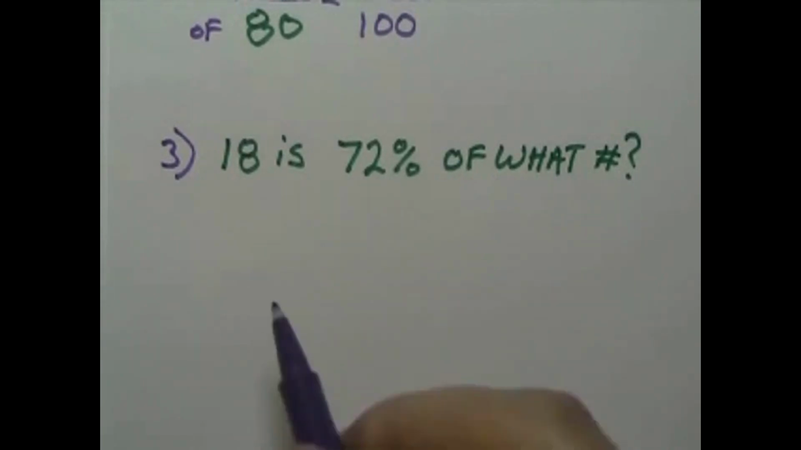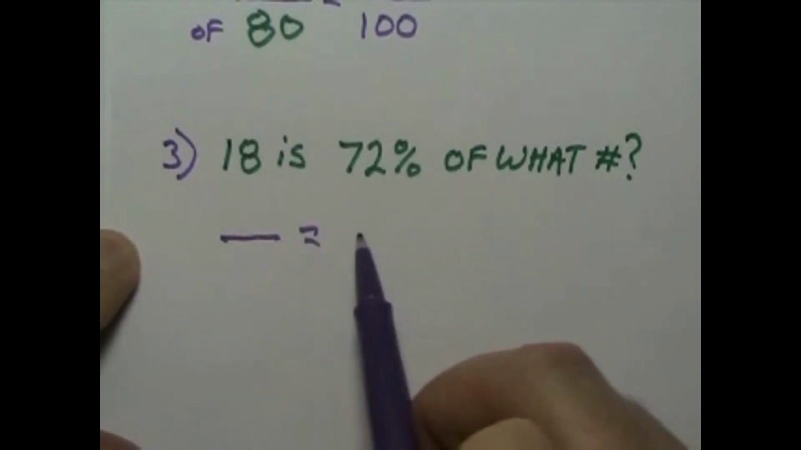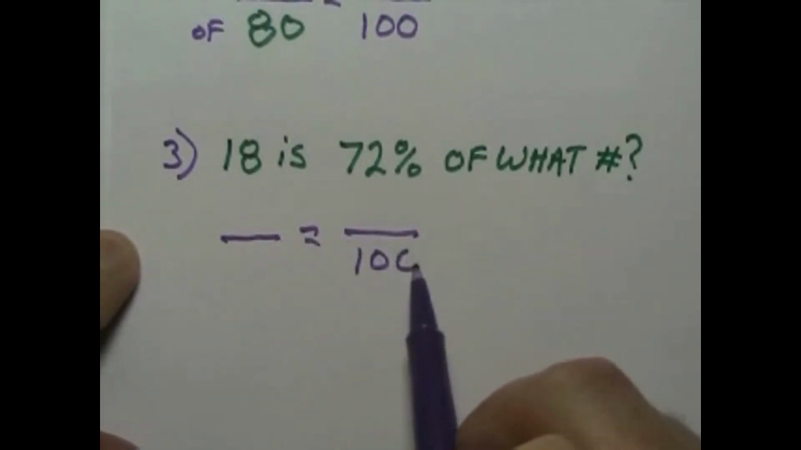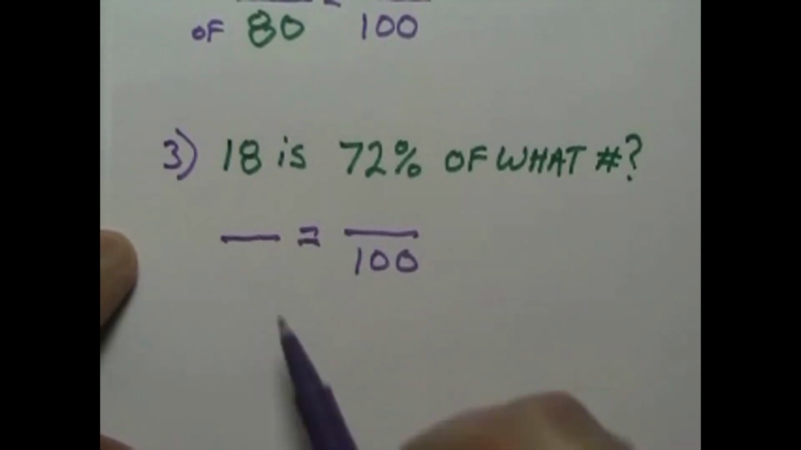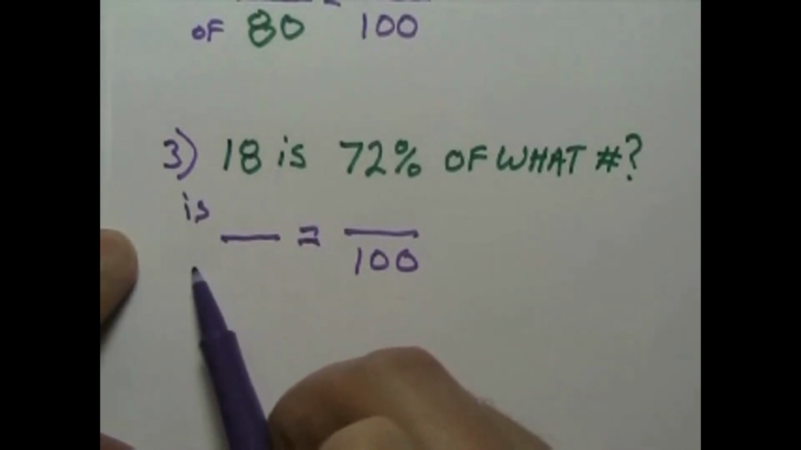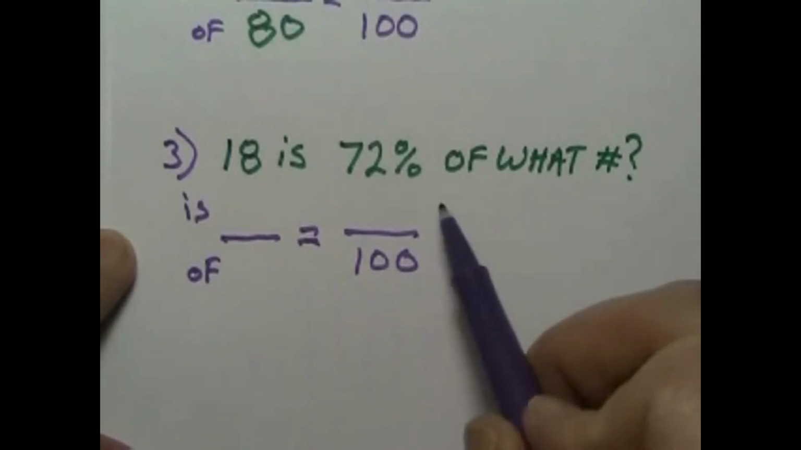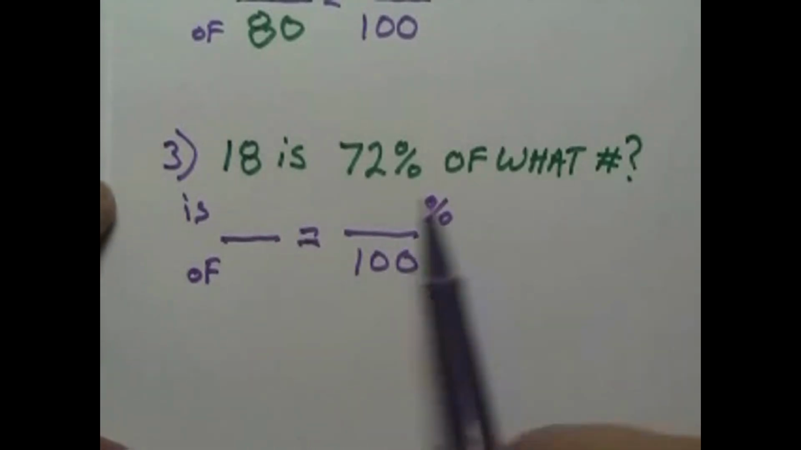Remember, our first step is to write our proportion. 100 goes in the bottom, so bar equals bar 100. Remember, the upper left is the is, the bottom is the of, and the top there is percent. Okay, now let's see what we got here.